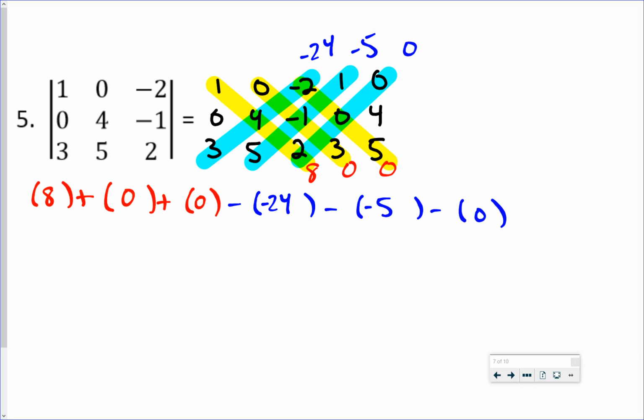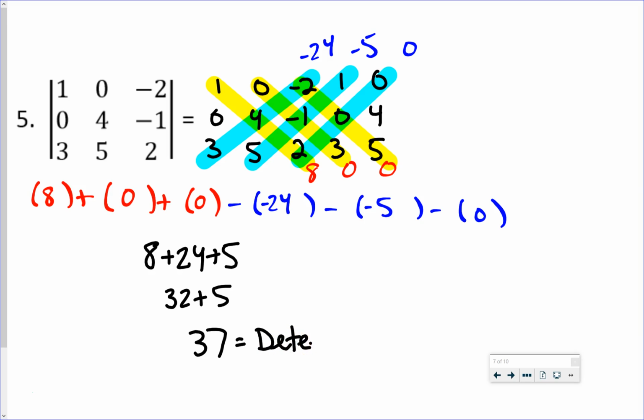Okay? So multiply down, add them together. Multiply up, subtract them. Okay? I'm going to simplify. So this becomes just 8, right? 8 plus 0 plus 0. So I have 8 here. Minus -24 is actually plus 24. Minus -5 is actually plus 5. So I don't need the zeros anymore. So what does this turn into? So our determinant is 37.